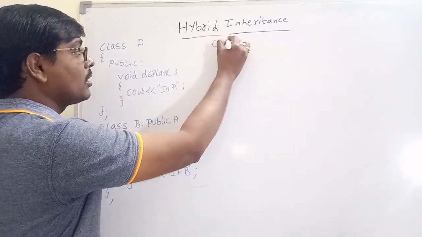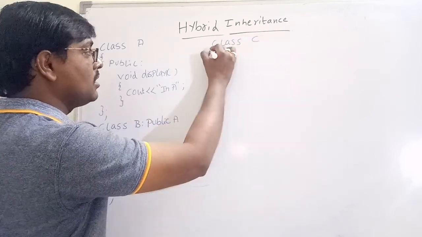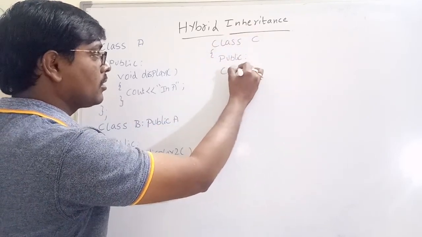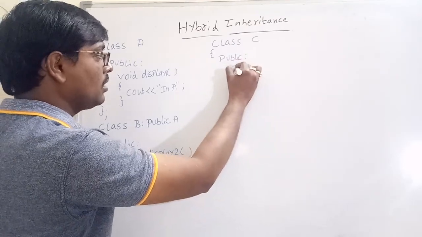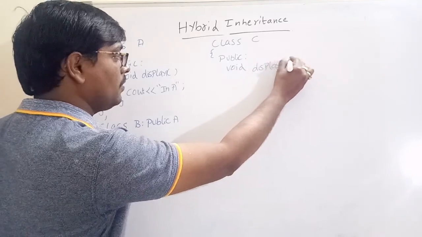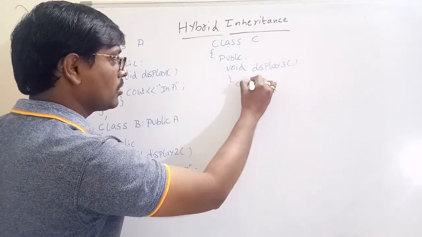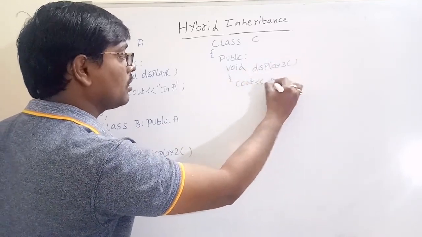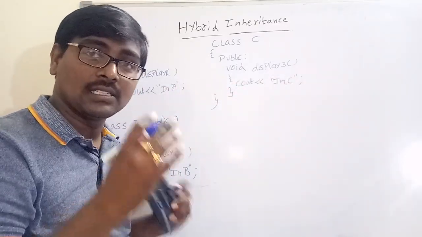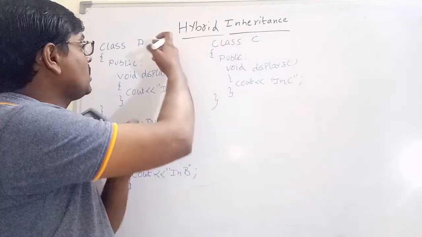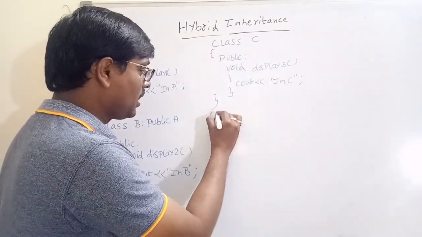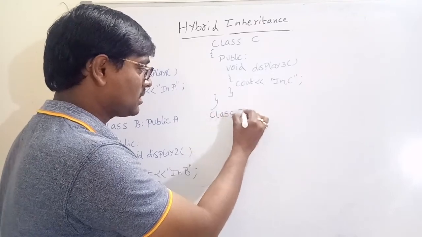Now class C, public, use a method void display3 with cout in C. So I am creating a class C. Actually there is no relationship between A, B and C. Simply create one more class, class D.